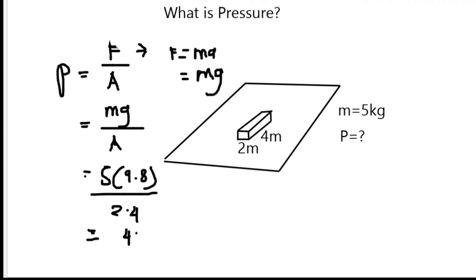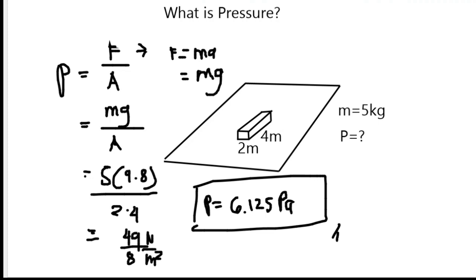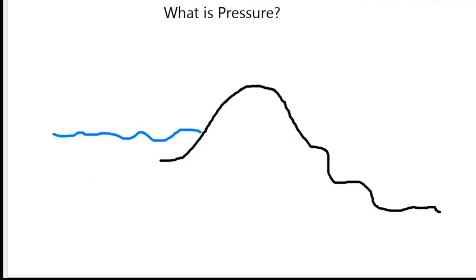We do not need the height because that would be the volume. So we have Newtons over square meter. This can also be written as pascals, Pa, which is the standard unit of pressure. If you have Newton divided by square meter, the answer here is going to be 6.125 Pascal.